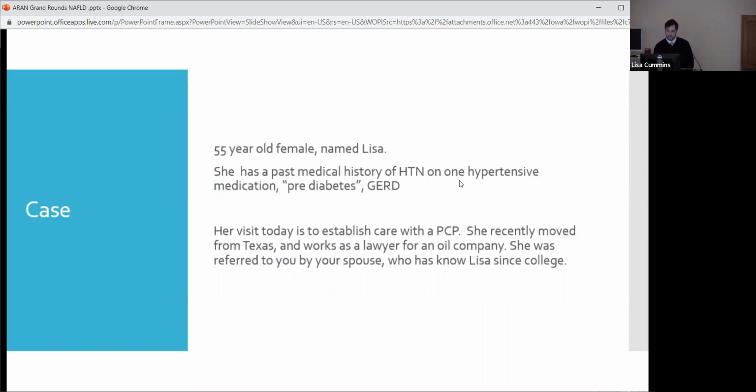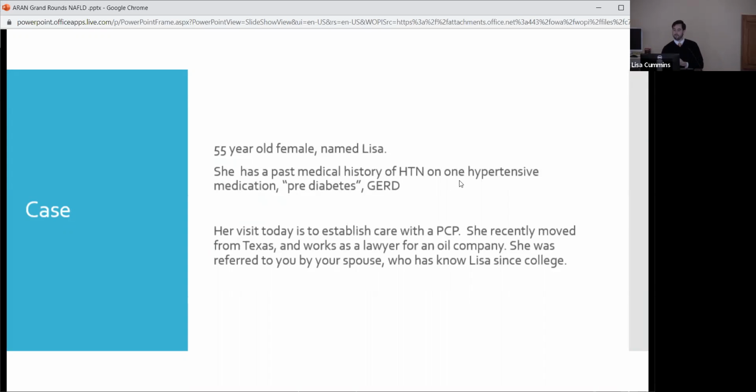So I'll start with the case because every good presentation has a case. Really, this case is just going to be a scaffolding for me to show things that pop up in my clinic and things that you'll probably see in your clinic also. So we'll follow around Lisa and address her questions and concerns throughout the lecture.